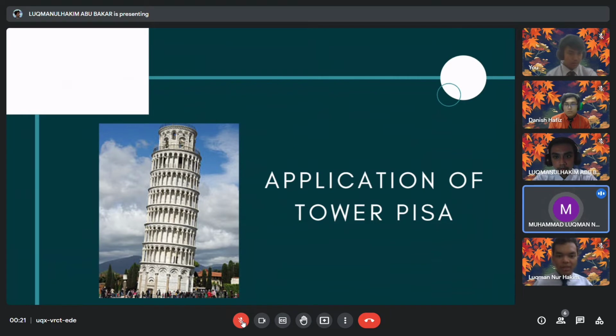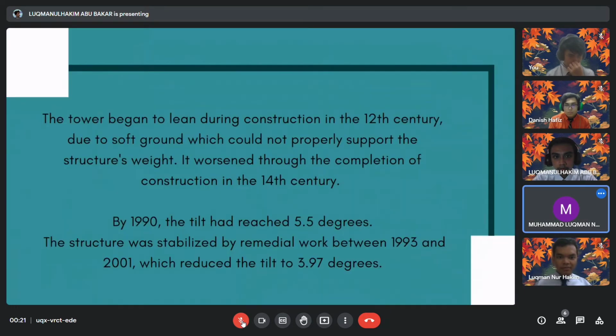Application of the Tower of Pisa. The tower began to lean during construction in the 12th century due to soft ground which could not properly support the structure's weight. It worsened through the completion of construction in the 14th century. By 1990, the tilt had reached 5.5 degrees. The structure was stabilized by remedial work between 1993 and 2001, which reduced the tilt to 3.97 degrees.